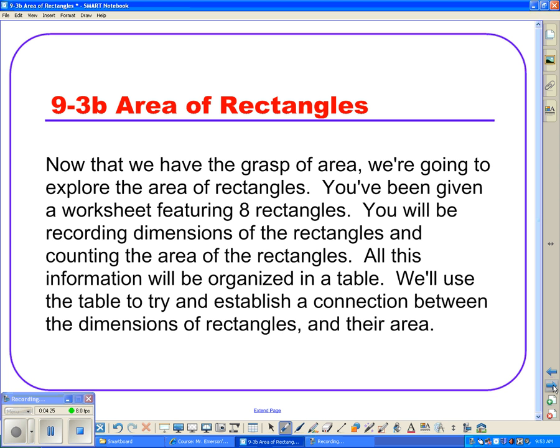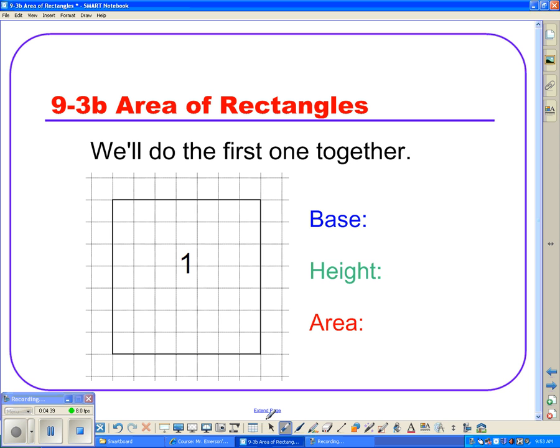That's really the goal, is to look at the base and height of a rectangle, and then try and figure out what's the connection between the numbers and the area that we're finding. So we'll do the first example together. Here we have a rectangle that you may want to call some other kind of figure, but it is a rectangle. We're going to start with the base, and again, the base is a length. So we're going to count the lengths here. 1, 2, 3, 4, 5, 6, 7. So the length of the base is 7 units.